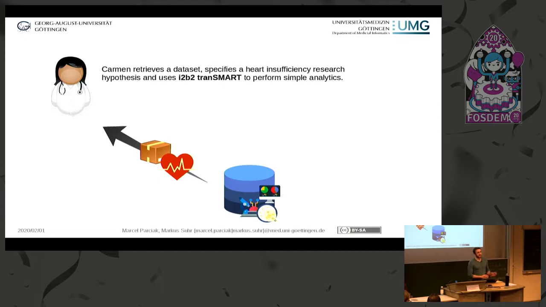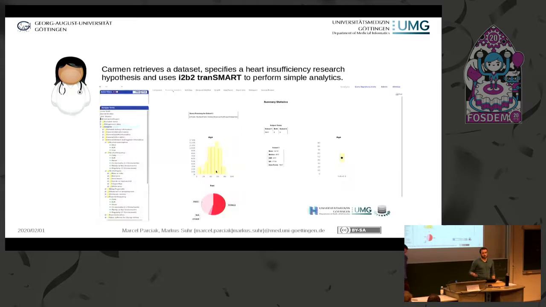Again, I2B2Transmart actually are two tools, but they are being merged right now together. And this tool is a clinical data warehouse that allows to do some simple analytics on data. We will focus on Transmart for this presentation because it's the tool that we run at the moment. But in due time, we will switch to the I2B2Transmart merged tool. In this picture, you can see how this can look like. So you can look at very basic statistics like the distribution of the age or the gender distribution. So to kind of get a feel for your data that you have.